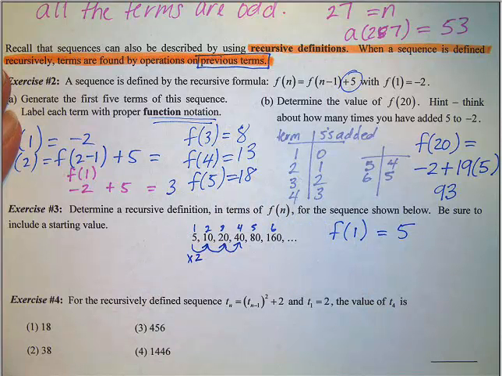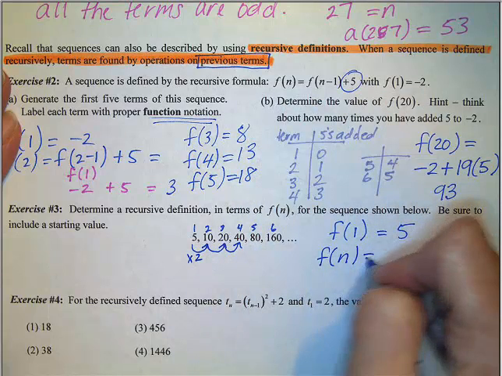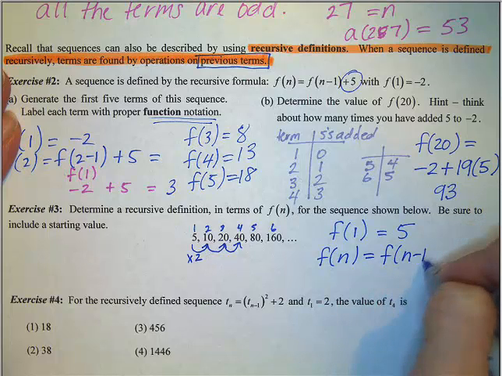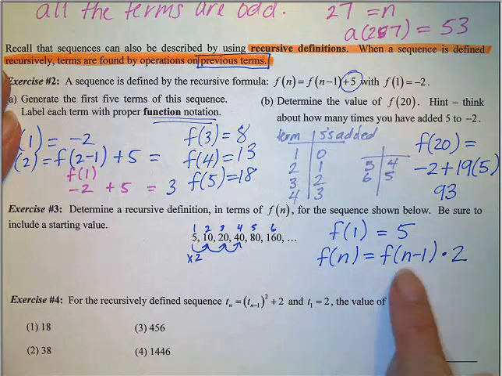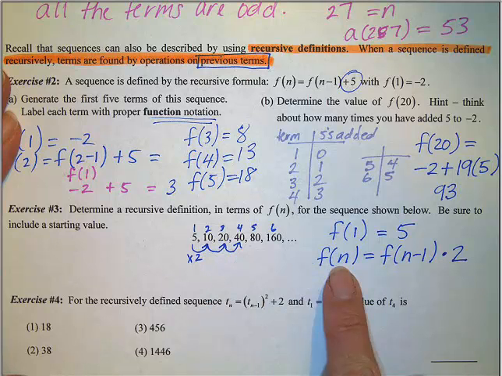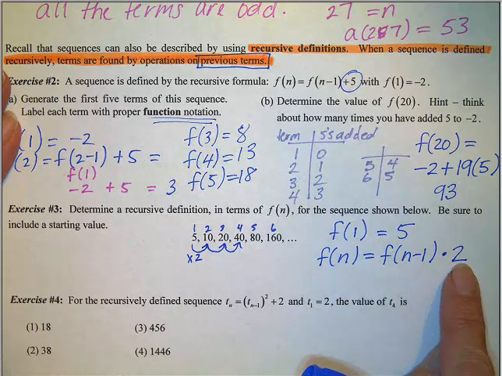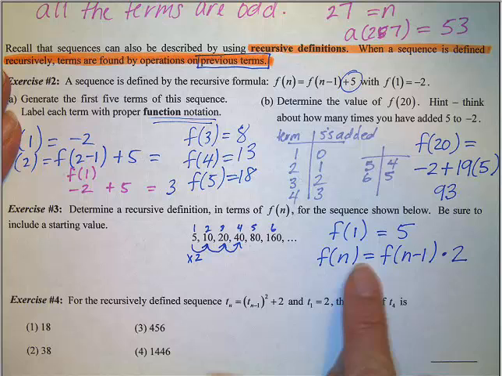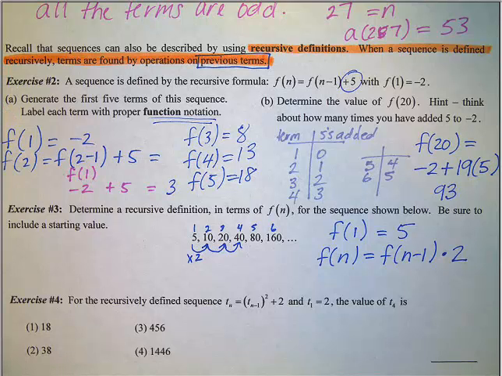So think about your recursive up here. F of n equals f of n minus 1 times 2. So if I need the second term, it equals the first term times 2. If I need the fourth term, it equals the third term times 2. If I need the 100th term, it equals the 99th term times 2. Not a very efficient formula. So go ahead and pause the video and try example 4.